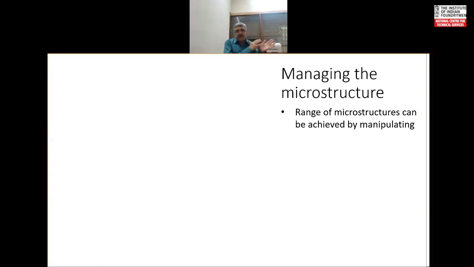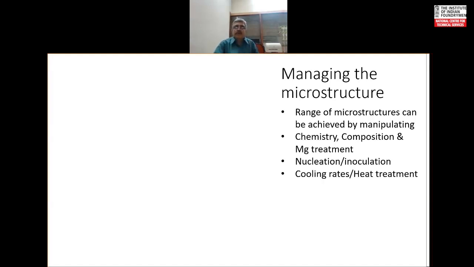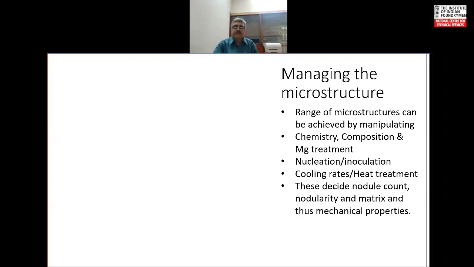Now, a small slide. Throughout our gray iron lecture as well as this lecture, what we are saying is, if you want to manage the microstructure and hence the properties of the iron, you have to manipulate chemistry, composition, magnesium treatment, nucleation levels and cooling rates. I am saying chemistry and composition separately. By composition, what I have in mind is actually the charge makeup. The charge makeup also carries its own inherent nucleation levels. Now, these will decide nodule count, nodularity, and matrix, and hence the mechanical properties.